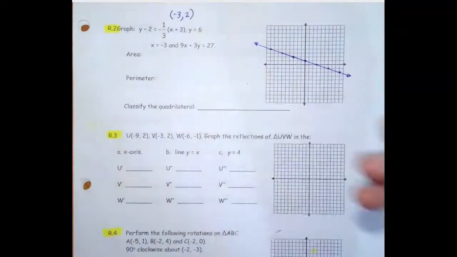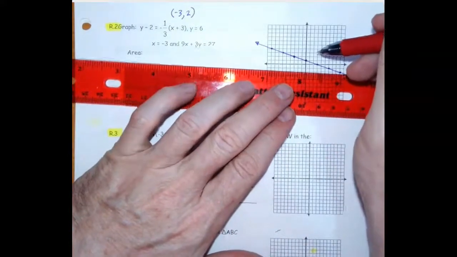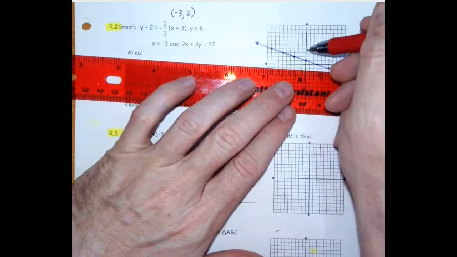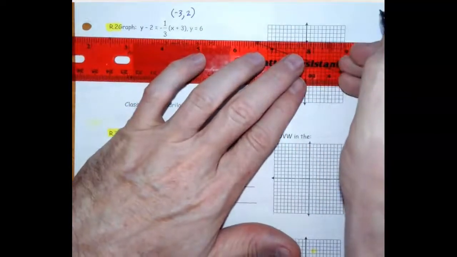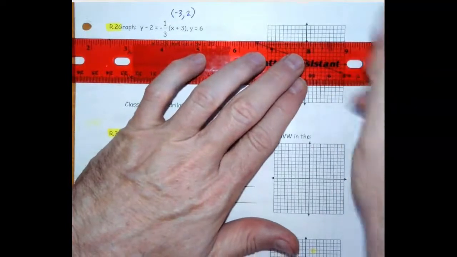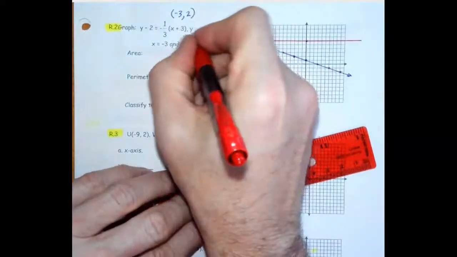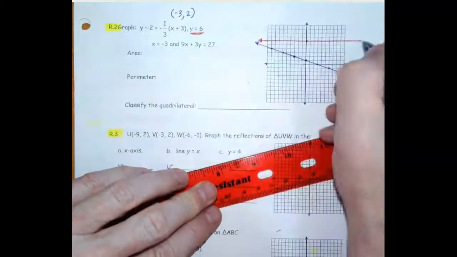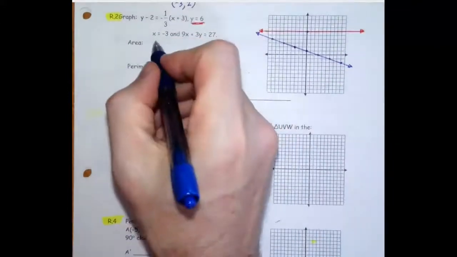And then let's see, our next line here is just y equals 6, so 1, 2, 3, 4, 5, 6, that's just a horizontal line. There, and x equals negative 3, that's a vertical line here.